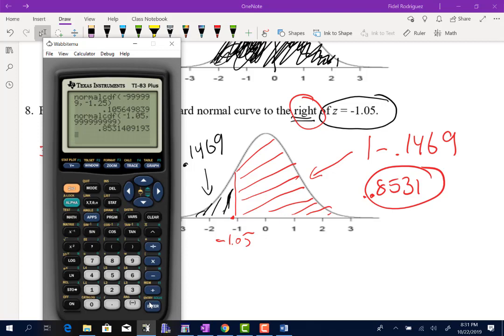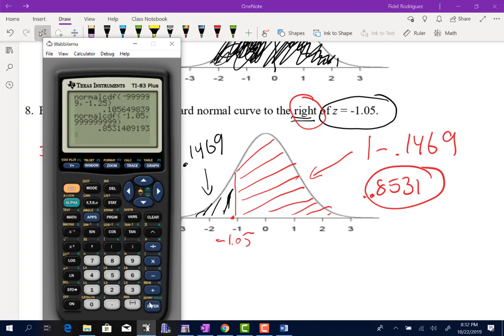There you go. Okay. So guys, again, those of you who want to do it on the calculator: second vars, we're going to go to normal CDF. We are starting here at negative 1.05. Since we're going to the right, we're going to go to the right forever. And then hit enter again, and we're coming up with 0.8531, right?